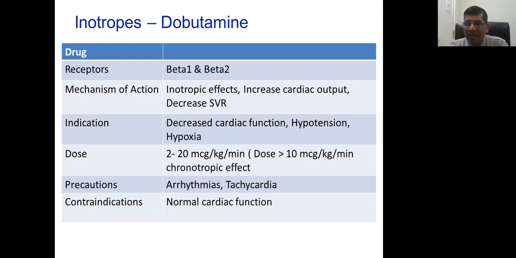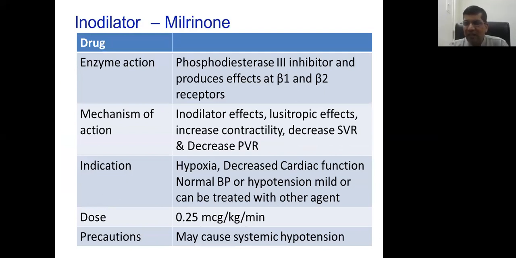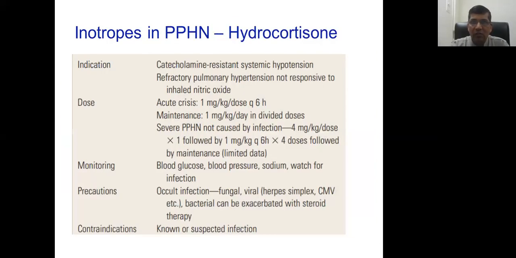Dopamine, mainly in cases of ventricular dysfunction. The dosage, as you know, but with dopamine also you have to be careful about hypertension. Milrinone we discussed in detail as an inodilator. Hydrocortisone, yes, especially in cases of sepsis-related pulmonary hypertension, I use hydrocortisone as a crisis dose, 1 mg per kg per dose 6 hourly, mostly for 3 to 5 days, and we get good results.